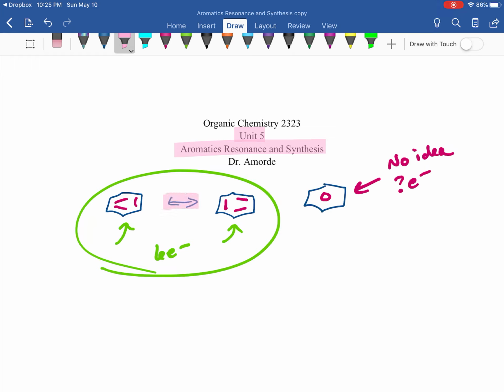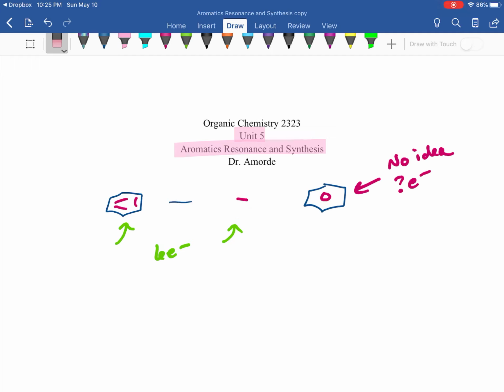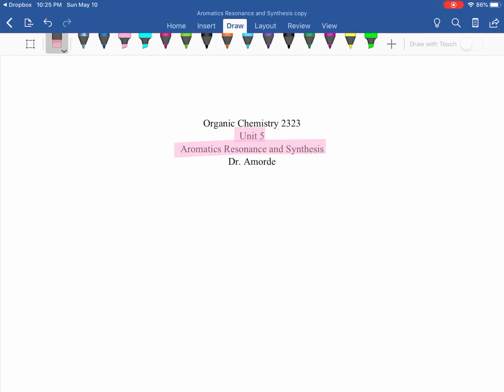Now, in real life, are your compounds flipping back and forth between these two? No, not at all. They're not 2 different things. You're showing where your electrons are over that whole compound. You're looking at it as a whole.